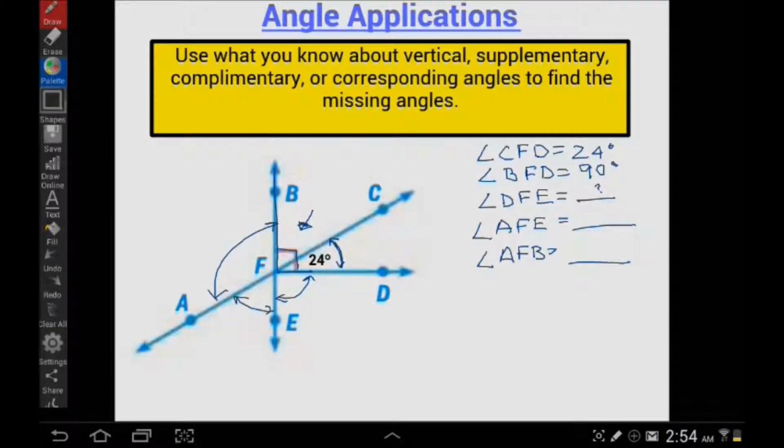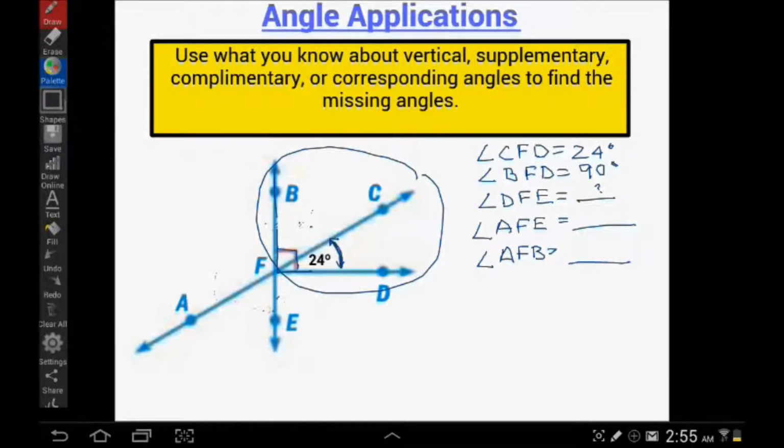Okay, so where do we start? That's usually a good question, and a very common question when you're doing problems like this is, where do you start? There's a lot of missing information. There's a lot of missing angles, I should really say. It may seem like you don't have enough, but you do. So let's start in this region of this figure right here.